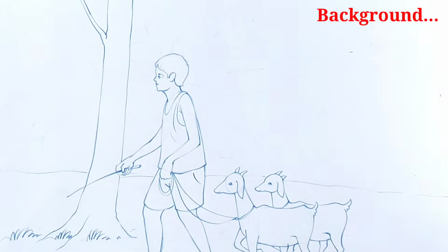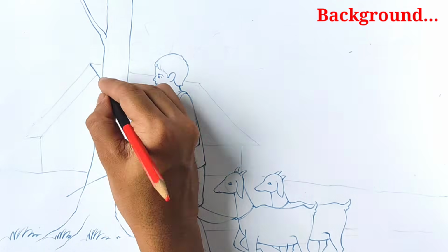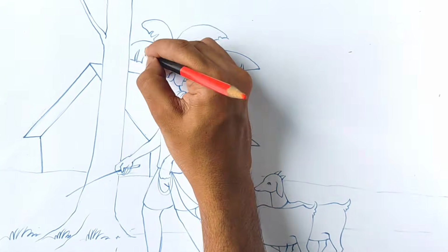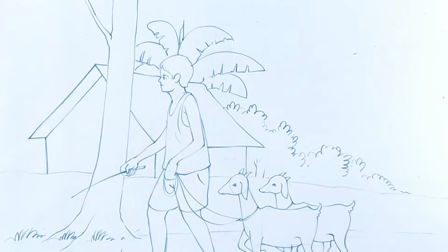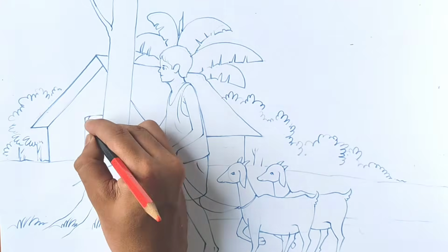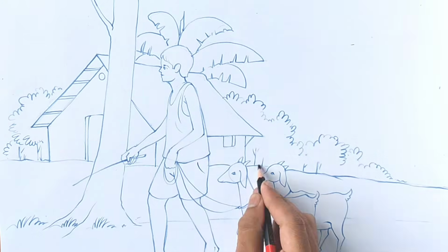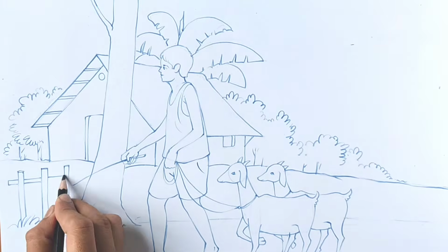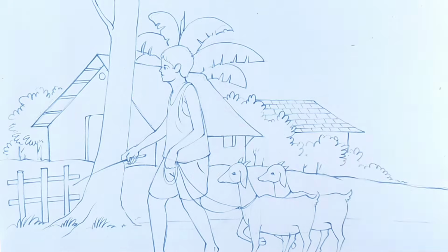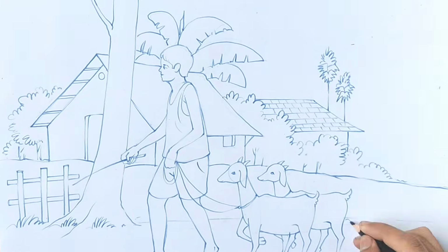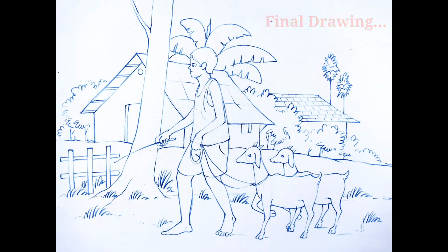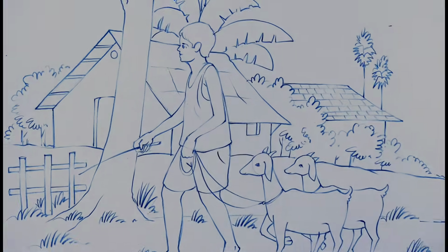Now come to the background. Here we will draw an easy scenery with two houses and some trees. So our drawing is completed.